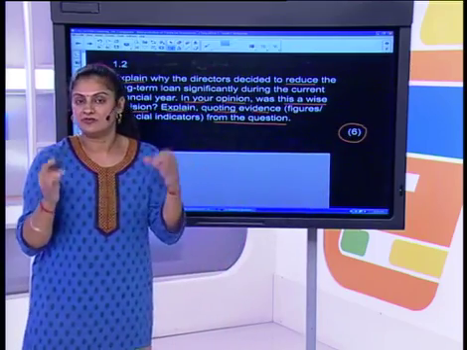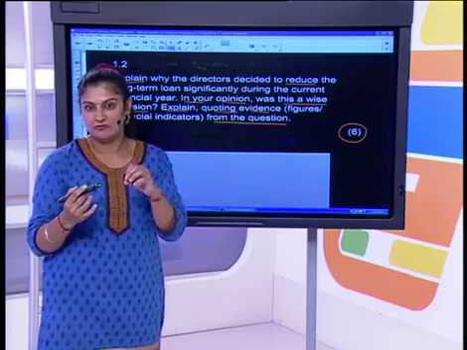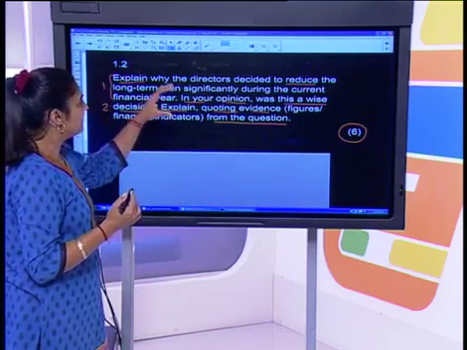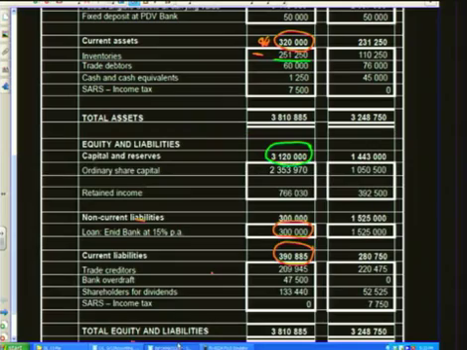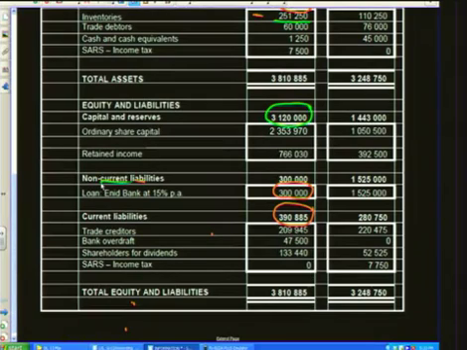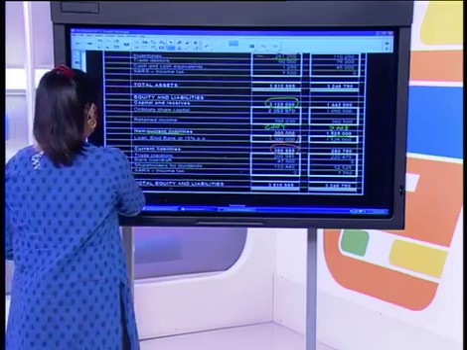Now remember, when you get this type of question, this is where you need to comment, and this is where you need to read the question very, very carefully. So the first part: explain why the directors decided to reduce the long-term loan significantly during the current financial year. If I go to my information, I'm looking at my non-current liabilities. In 2008, my loan was sitting at 1,525,000. In 2009, this has dropped significantly to 300,000. So the question is asking you, why have they decided to reduce their loan? In other words, to pay off such a substantial amount.